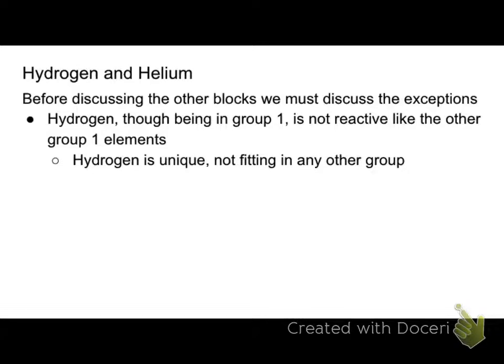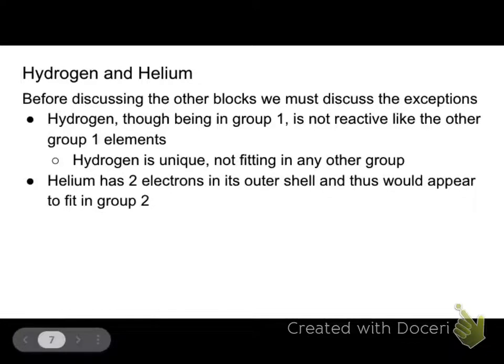So we decided we'll leave it where its electron configuration puts it, even though it doesn't fit with the other alkali metals, which is why you will notice it is a different color on my periodic table. Though it is in group 1, it is not classified as an alkali metal.